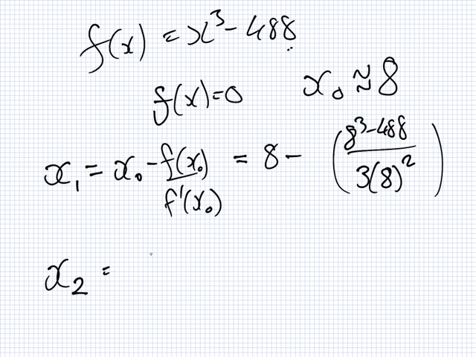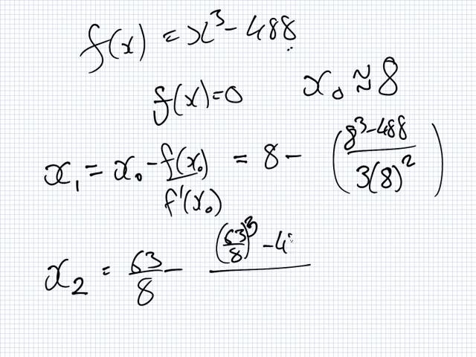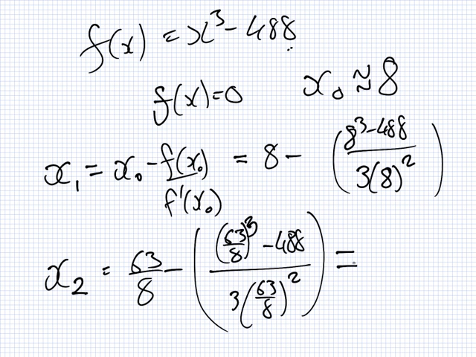So then x2 will be 63 over 8 minus (63 over 8) cubed minus 488 over (63 over 8) squared. And you can give this answer as a decimal then.